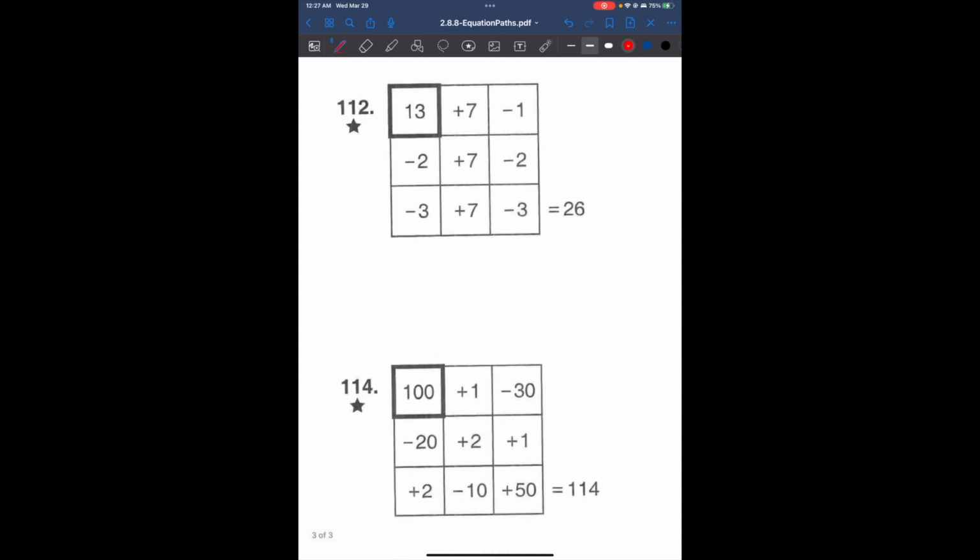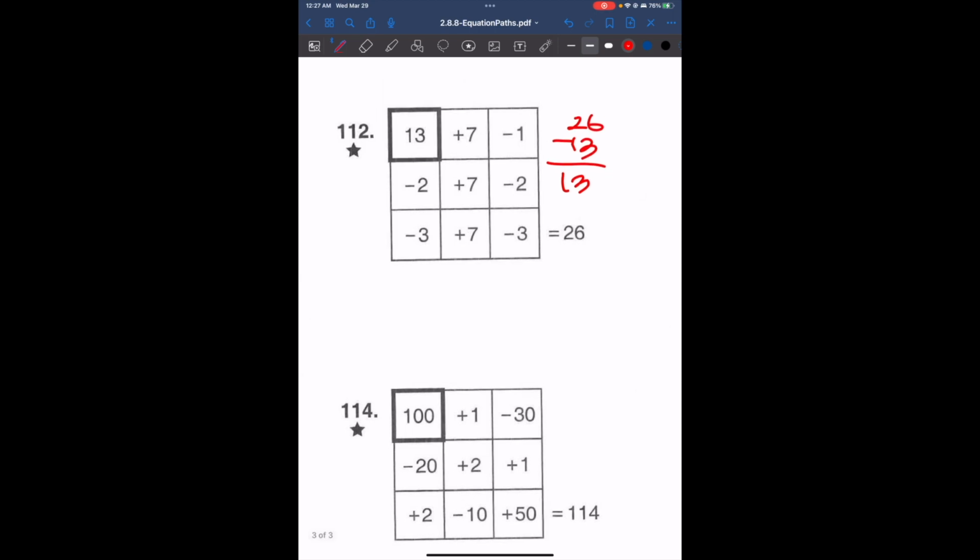And so going back to problem 112, we start with 13 and want to end with 26. So the path must equal 13. And so, again, we must always go through -3 at the end. So we're going to consider that already.